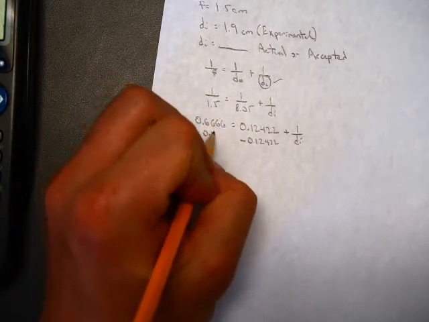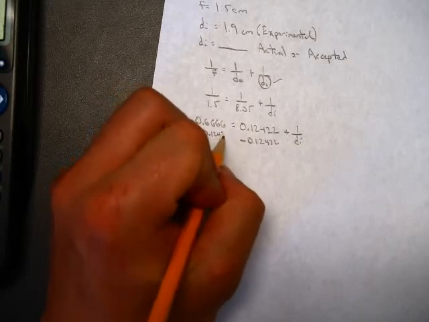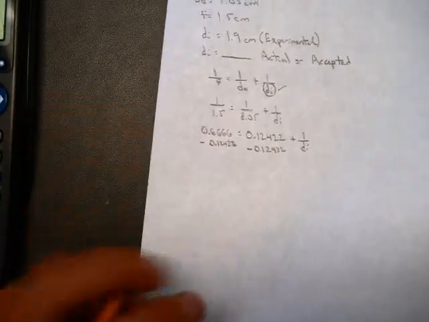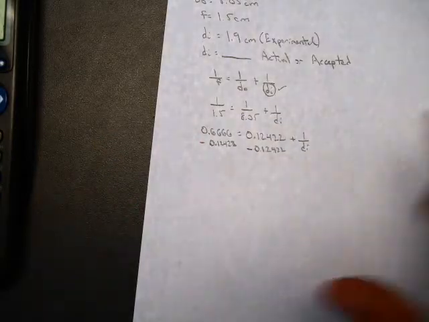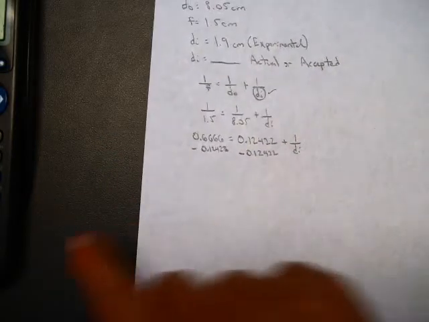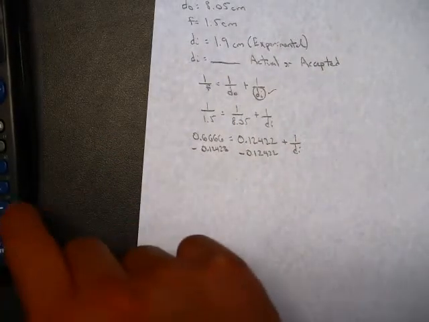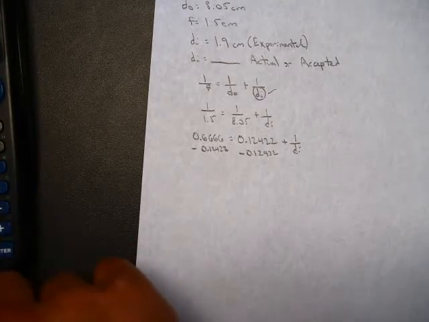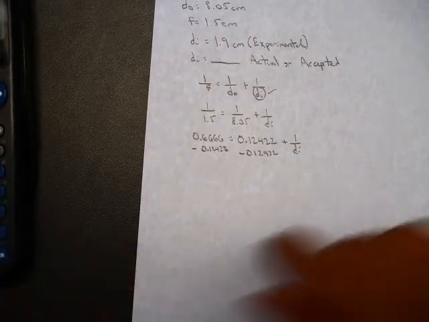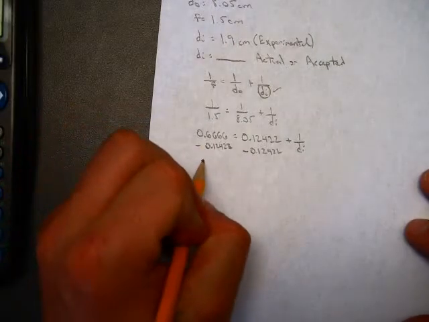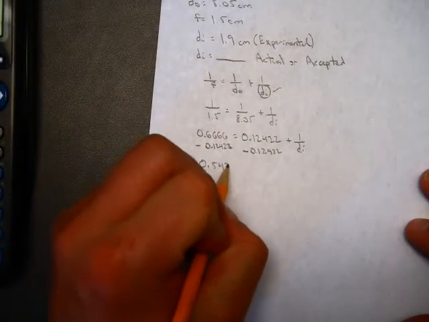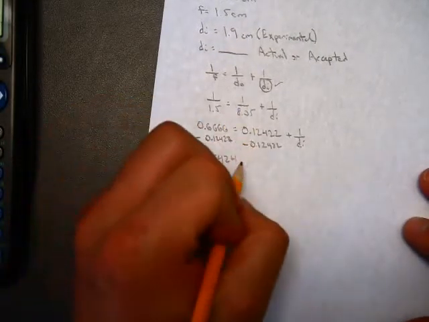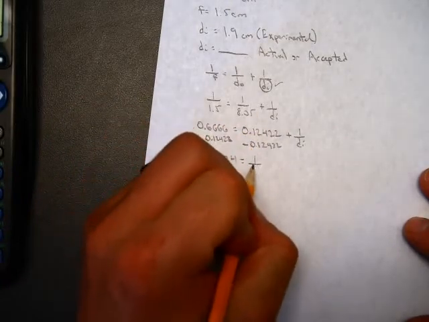Where a lot of students mess up, because we rarely have to subtract in physics, we mostly divide, is that they divide this automatically. Make sure these are added. We have to do the opposite of that, which is subtract. So 0.6666 minus 0.1242. That's going to equal 0.5424. That equals 1 over DI.